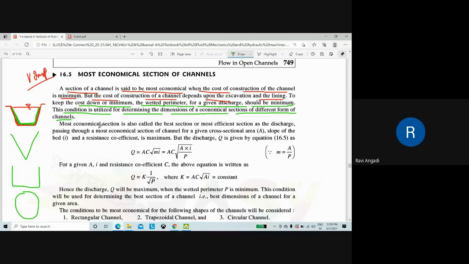Now the most economical section is also called the best section or the most efficient section, as the discharge passing through a most economical section of a channel for a given cross-sectional area A, slope of bed i, and resistance coefficient is maximum, where the discharge Q is given by. Okay, so I'll take this one. Just a minute.